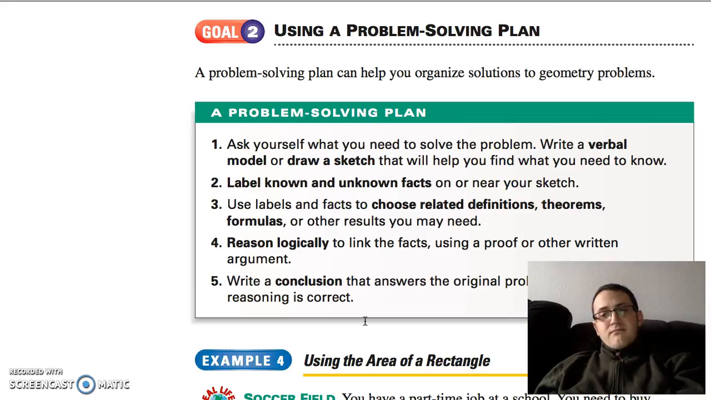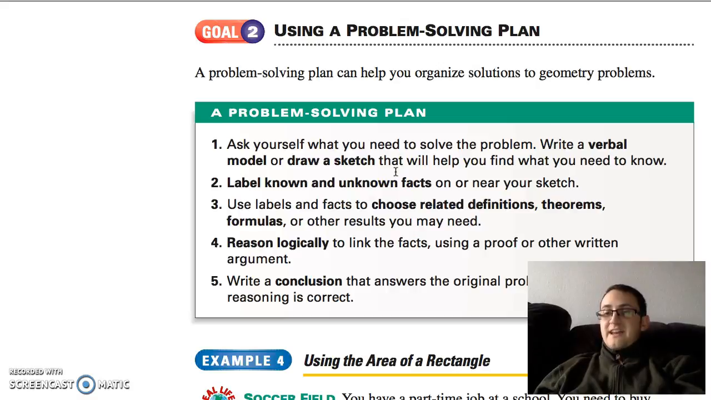For a lot of the multiple shape area and perimeter problems, I think this is really helpful. These are some tools that you can use to help you come up with a way of approaching a word problem or a picture problem. Ask yourself what you need to solve in the problem. Write a verbal model or draw a sketch that will help you.